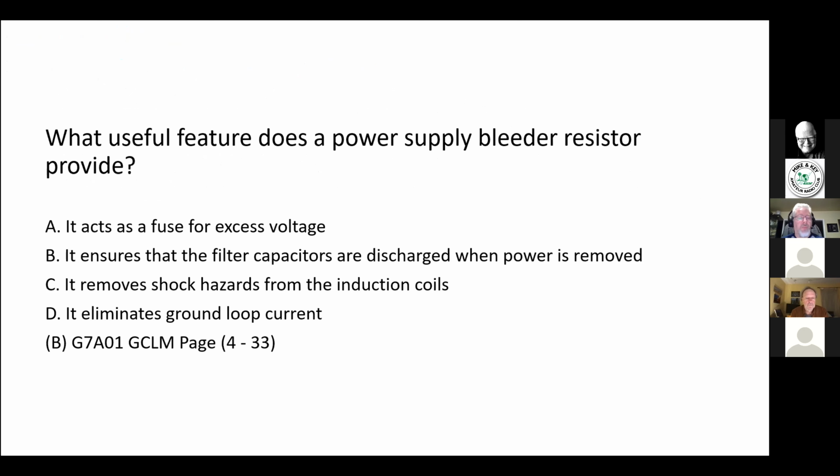Bravo is correct. Bleeder. When you open a case, it'll sometimes have a lockout switch and make sure the power is disconnected from the circuit, but it still has those filter capacitors in the power supply that are still fully charged.